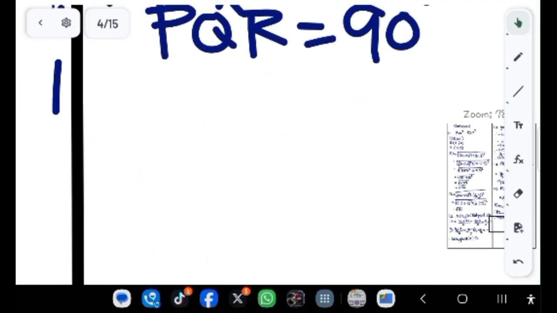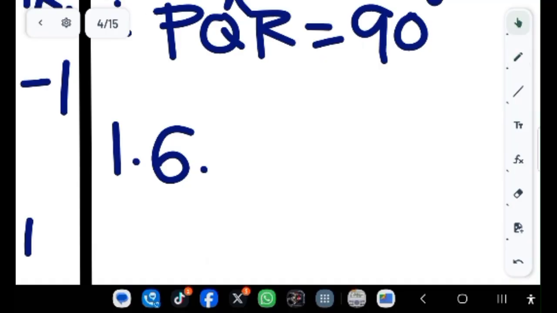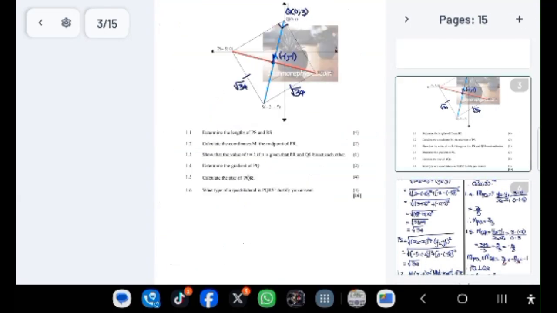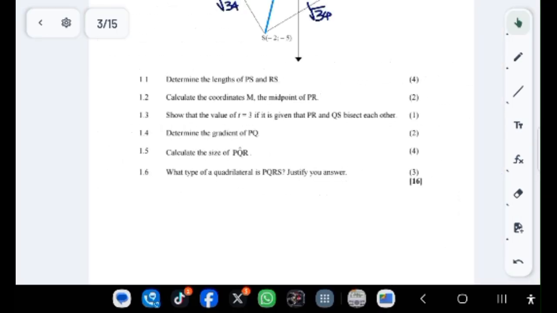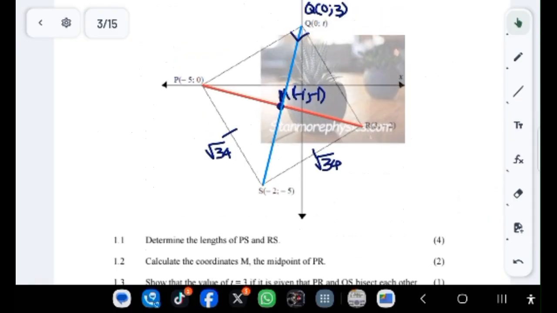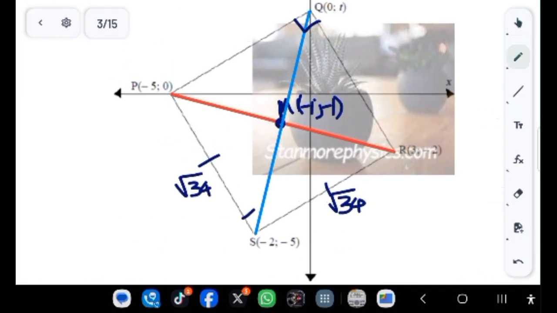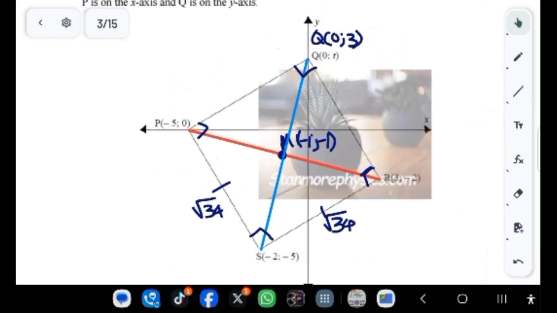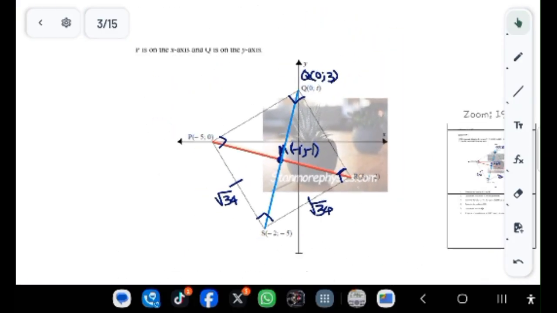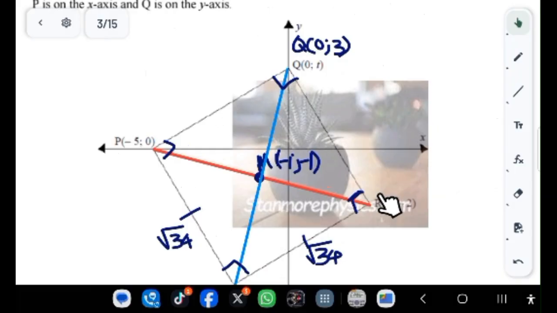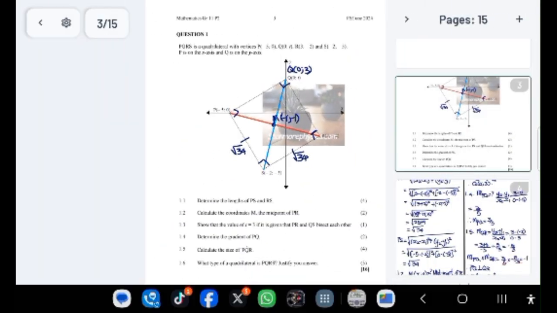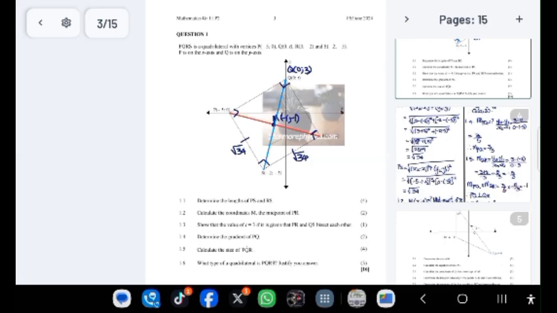Last question, 1.6. What type of quadrilateral is PQRS? Justify your answer. We've already proven that these two sides are equal, and all the interior angles are 90 degrees. The diagonals bisect each other, and all sides are equal. If you don't believe me, you can calculate PQ and QR. It's up to you. Just quickly freeze this and calculate it, just to prove to yourself.